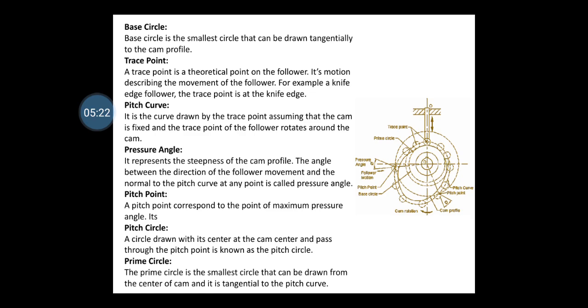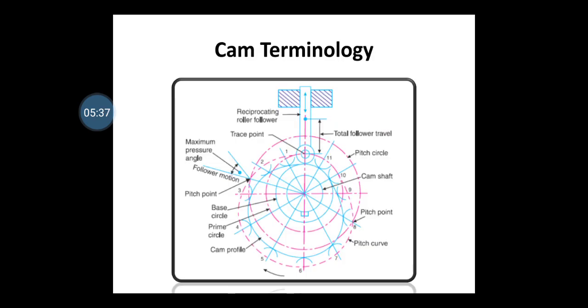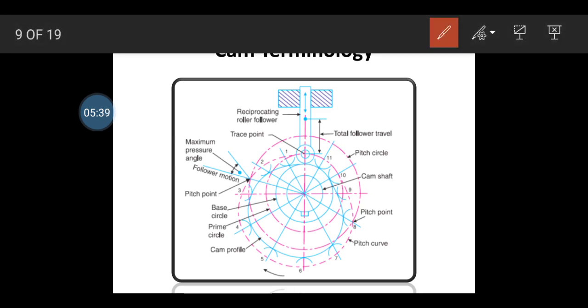They are base circle, pressure angle, trace point, pitch circle, and prime circle. So let's discuss the first one, that is the base circle. Here this is the point of base circle. Here we are able to see the base circle. Now in this, the base circle is the smallest circle that can be drawn to the cam profile.